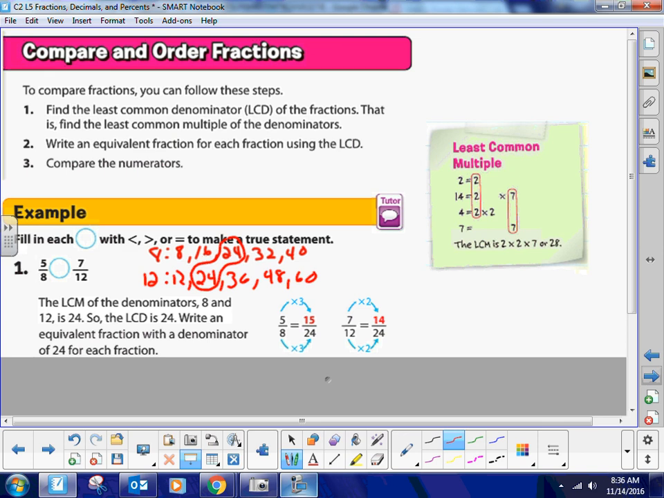All right? So that means as they do it here, they get 8 to look like 24 by multiplying by 3. Whatever you do to one, you do to the other. And again, over here, they get 12 to look like 24 by multiplying it by 2. Okay? Whatever you do to the bottom, you do to the top. And it comes out to 15/24ths and 14/24ths. So now you can actually compare the two numbers.